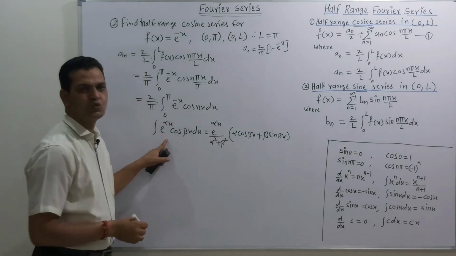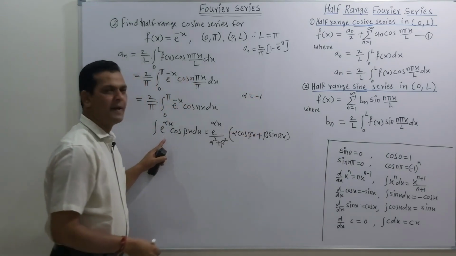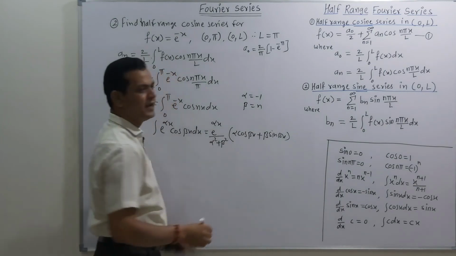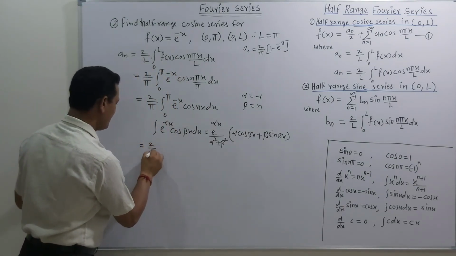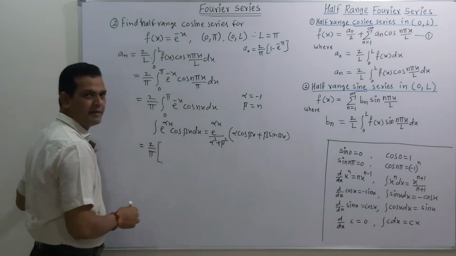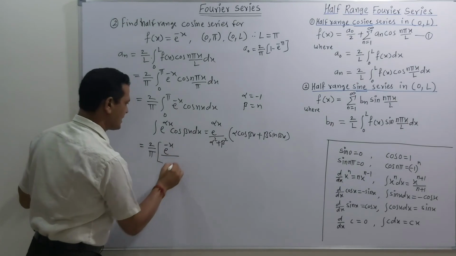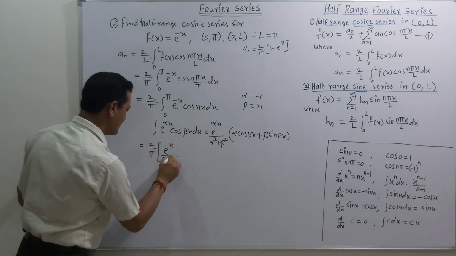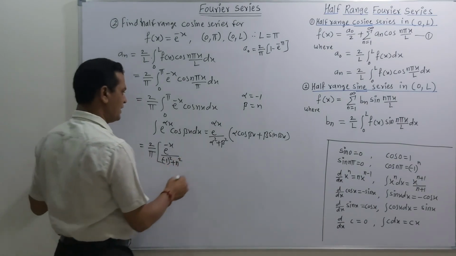Now if we compare these two terms, we get the value of alpha as minus 1 and that of beta is equal to n. Now applying this result, we get 2 upon pi, then in brackets the integration, so we write this as e raised to minus x upon minus 1 square plus n square, which is beta square.